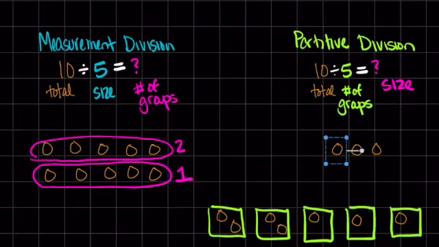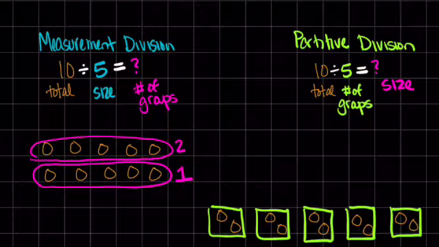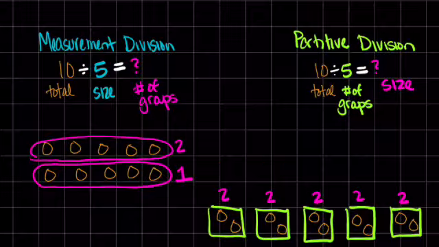And the idea is that each group needs to have the same number or equal sized groups. Okay, so we can see that I can fit 2 objects in every single group, right? They have to be equal groups. Every group has 2 objects in it. So the thing that I was looking for, the size of the group, is 2.